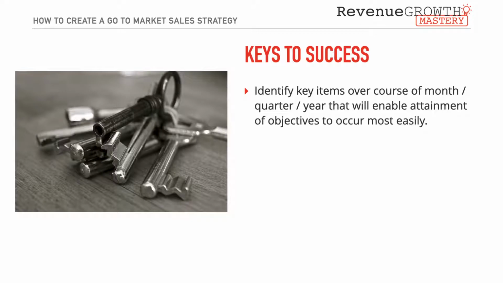The next section of your go-to-market strategy and territory development plan is including the keys to success. So you want to identify key items that over the course of the next month, quarter, or year will enable the attainment of those objectives to occur most easily. So we're actually starting at like 30,000 feet here with the executive summary and the mission, and then every step of the way we're starting to get right down to the ground level. So each section is a little bit more granular than the section before.